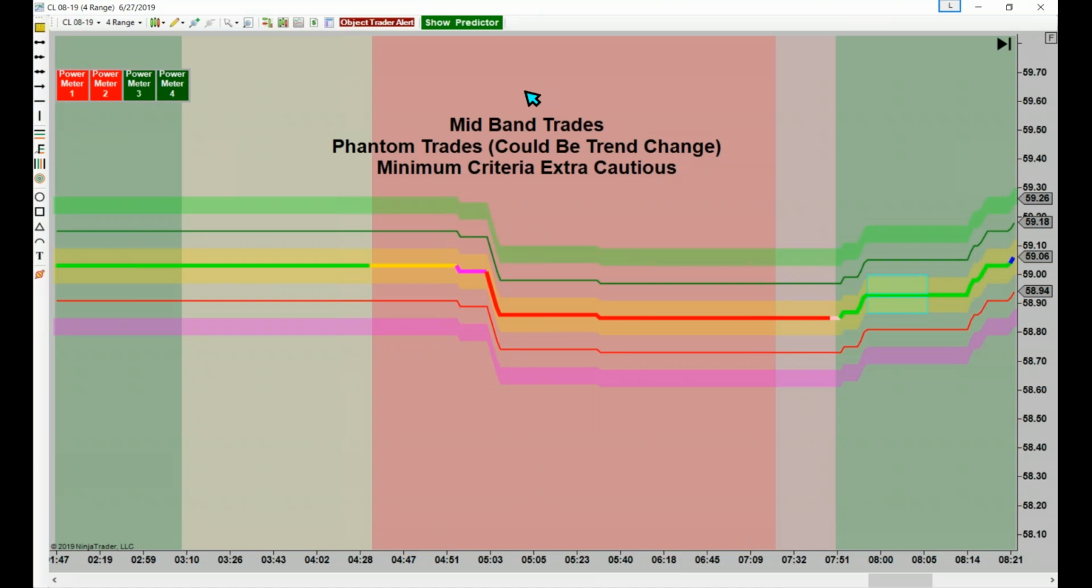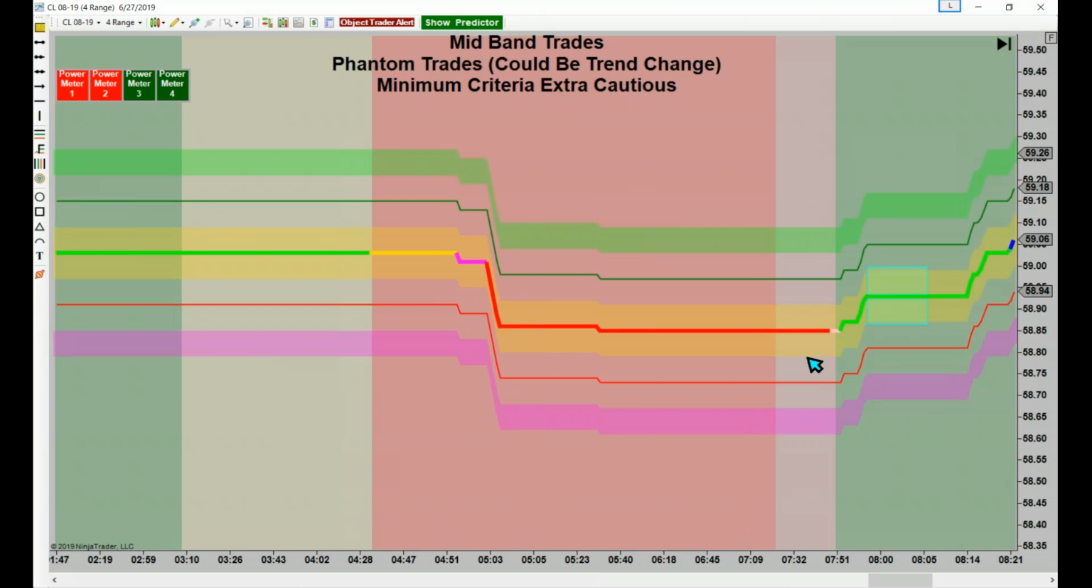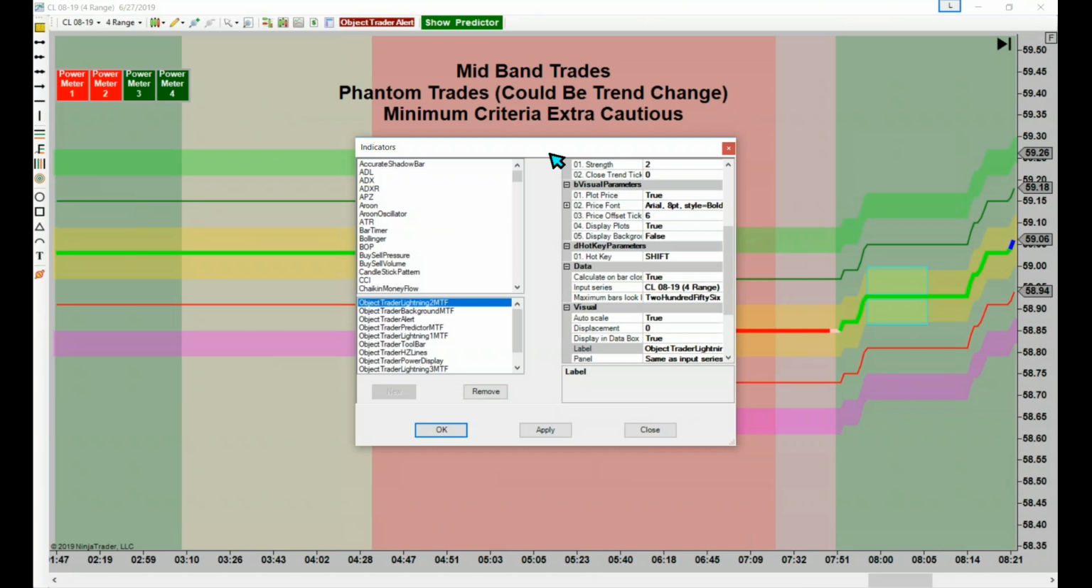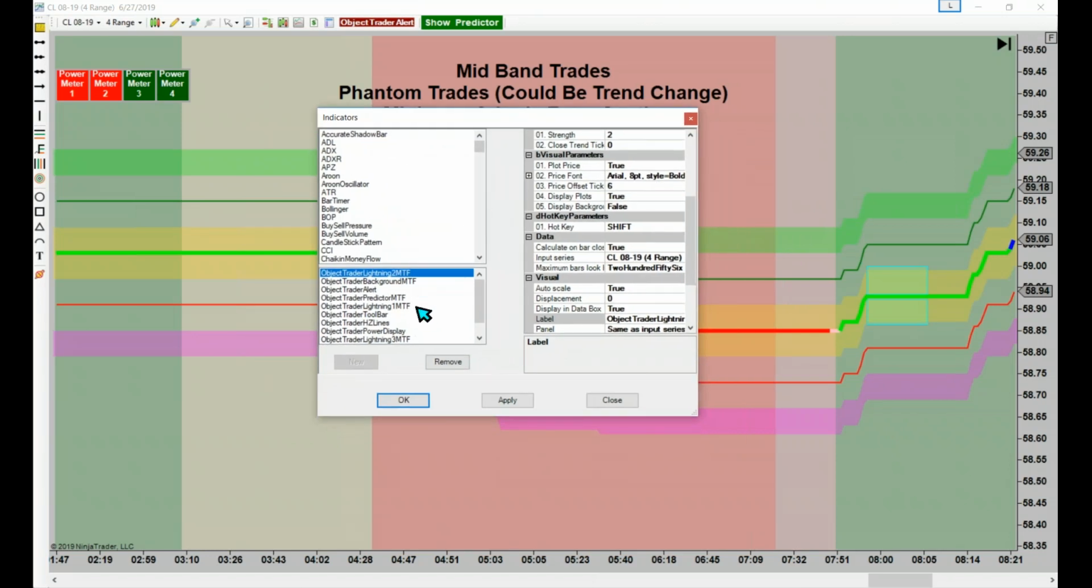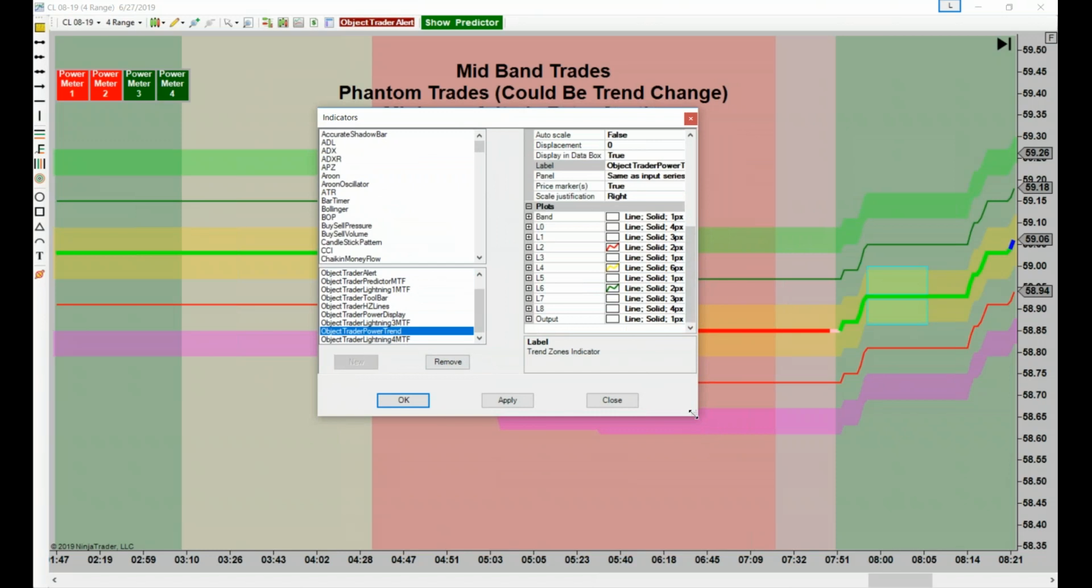But today we're going to talk about strictly these three trade setups: mid-band trades in detail, phantom trades in detail, and minimum criteria. Now when we talk about a mid-band trade, we're talking about this mid-band right here that's a little thicker than these other lines. Basically, the power trend consists of a bunch of lines and everything.